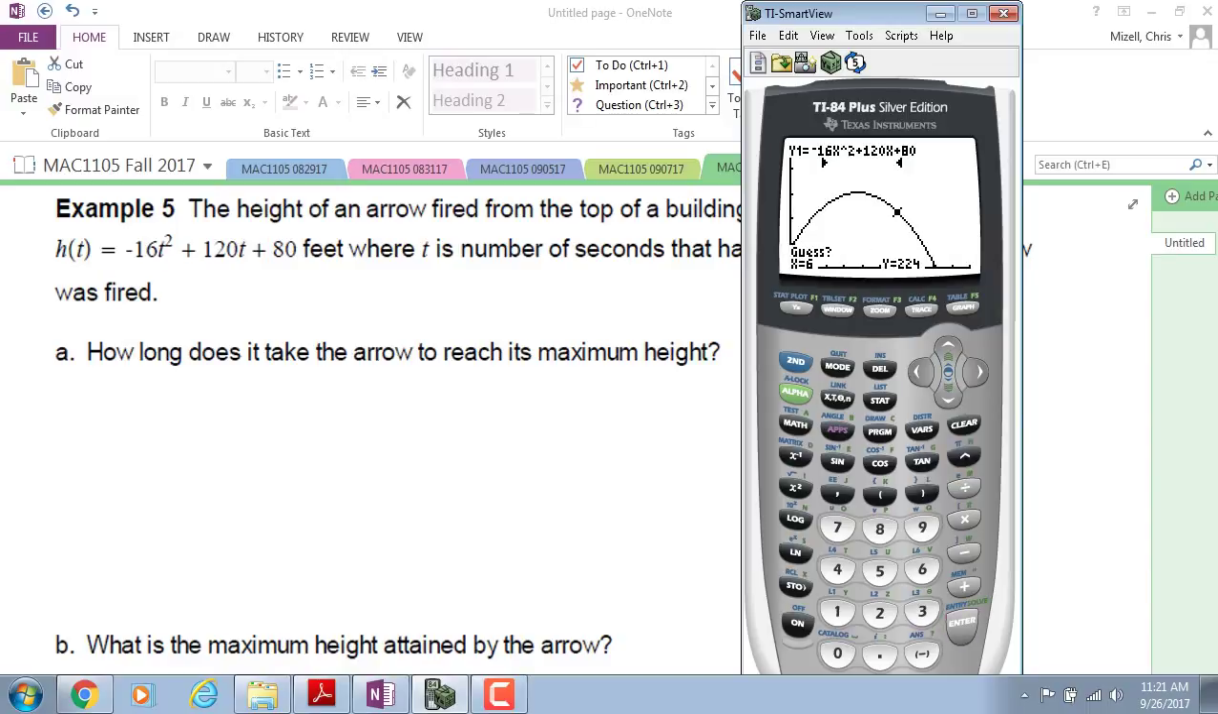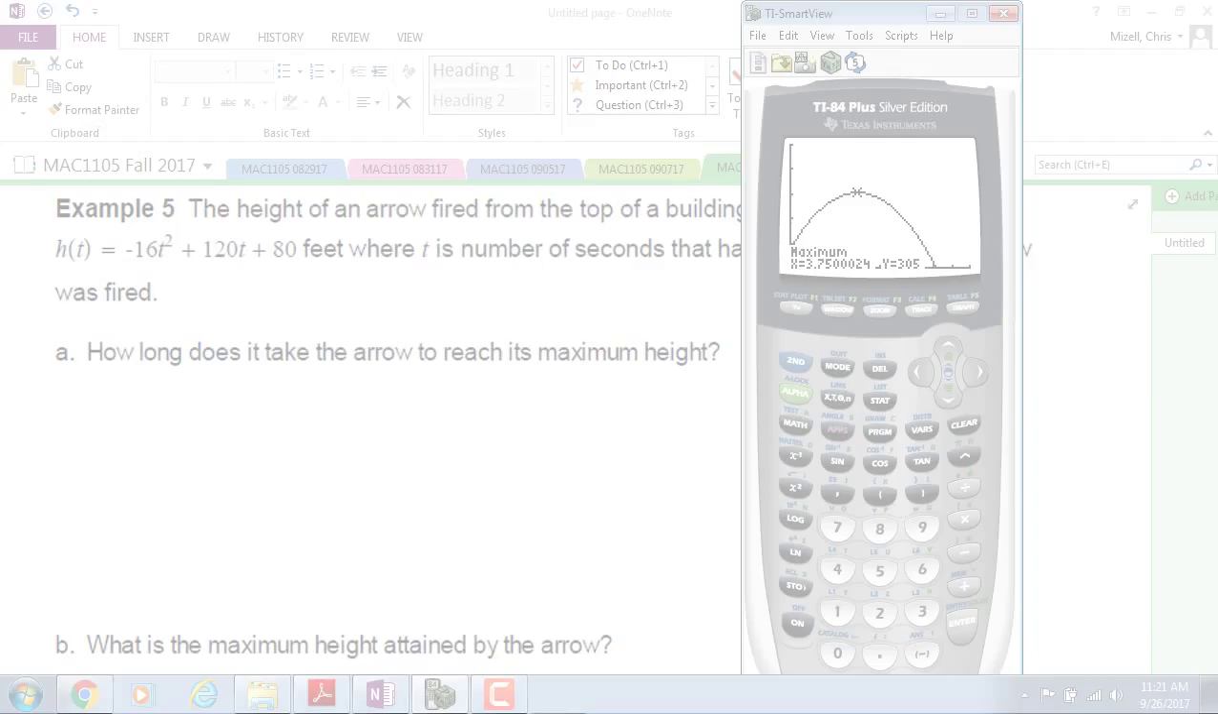I think it happens somewhere in between 2 seconds and 6 seconds. It reaches its maximum height, and it looks like it's about 4 seconds. So I'm just going to choose 4 as a guess and press enter. It searches, it comes up with 3.75. And although there's a little bit extra there, I think this is close enough to call it 3.75 seconds. The y coordinate represents the height of the arrow at any given time. So we can go ahead and use that to answer the next question.